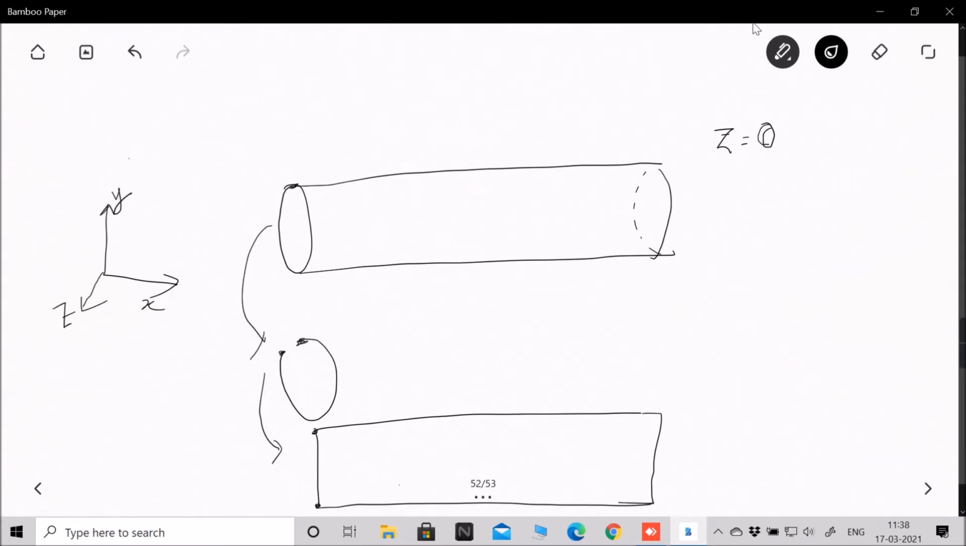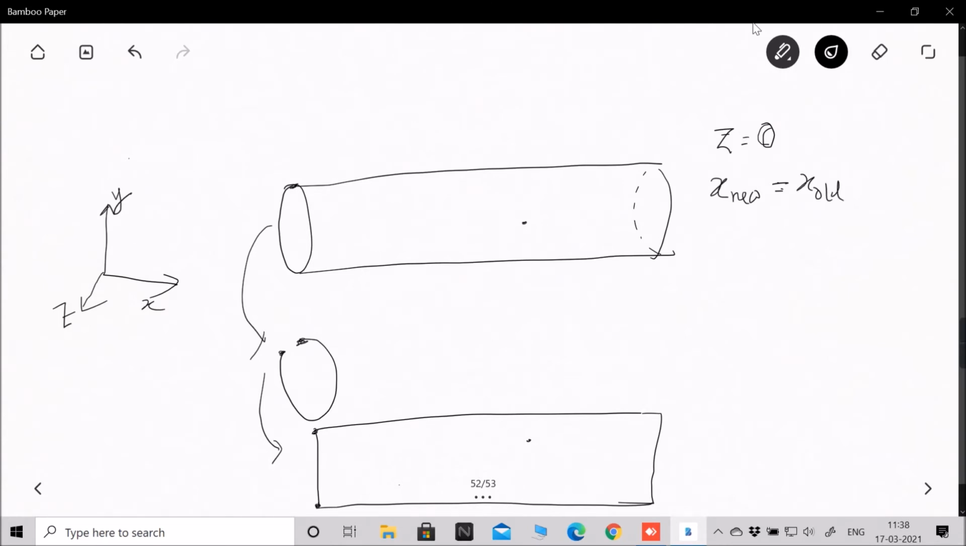Isn't it? Suppose this is a particular point, and when you unwrap it, this point transforms to this point, and both points will have the same x coordinate, right? So the new x coordinate will be the same as the old x coordinate. So let's say x new is equal to x old.